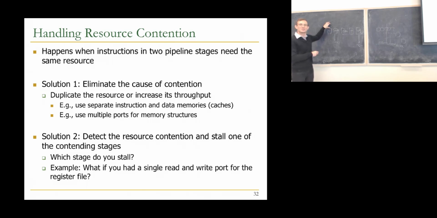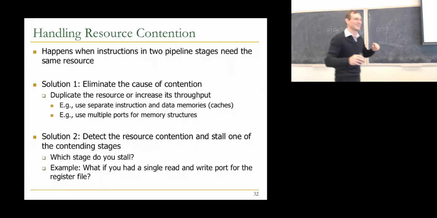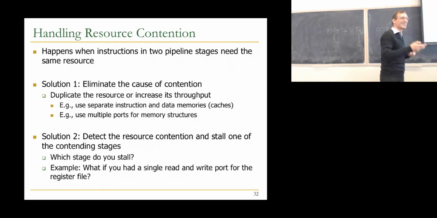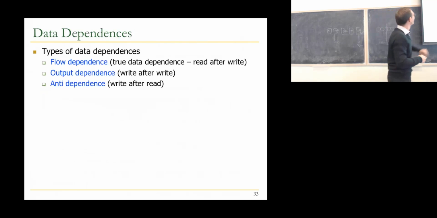Actually, that could be a nice exam question. If 30% of your instructions are ALU operations, and if you have one ALU where you also do the increment, what is the throughput of your pipeline, assuming everything else is ideal? You can think about it. It's easy, actually.